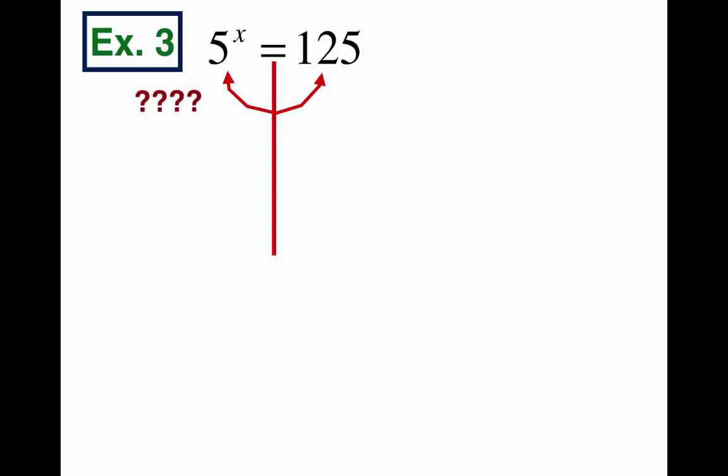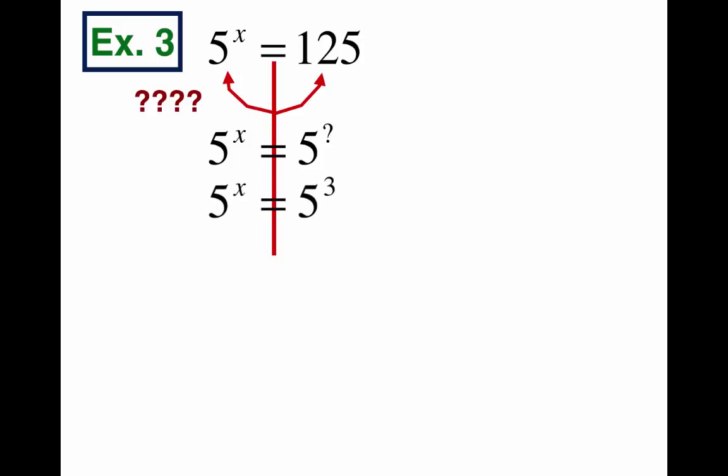Okay, so let's look at another example. Example 3. This time, here is our problem. 5 to the x power equals 125. This one's not as easy because I'm thinking line down the middle, but where are my equal bases? I do not have equal bases, and that's where I'm like, this one's going to get me a little bit stuck. What I really wish is I had equal bases. 5 to the x, I wish it equaled 5 to something else. Well, think about it.